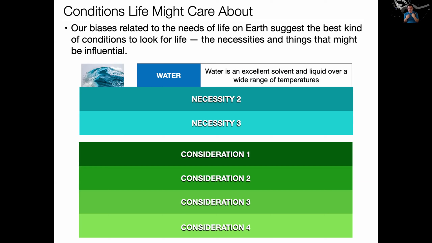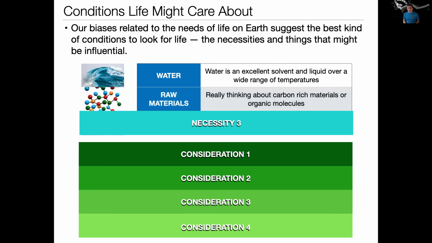So water has a lot of really great properties just in terms of chemistry, and life, at least here on Earth, has learned to exploit the water for its own chemical processes. And so this is why we think it's likely necessary, or at least a good ingredient in life that we might find elsewhere. The second necessity, as we've talked about, is raw materials.